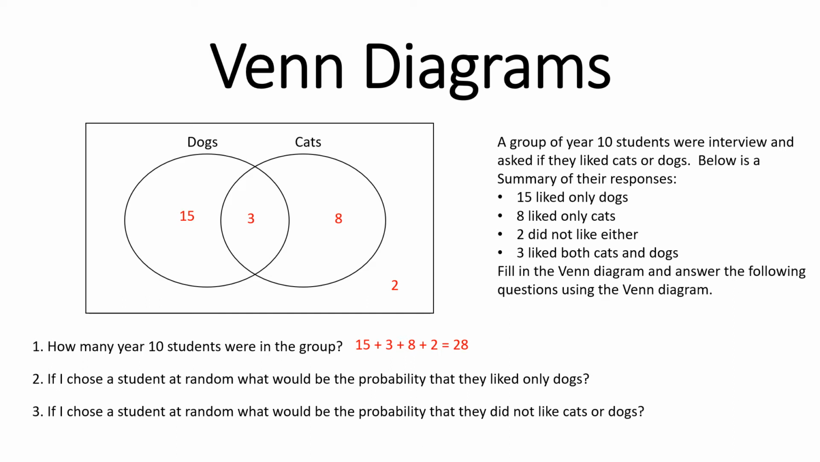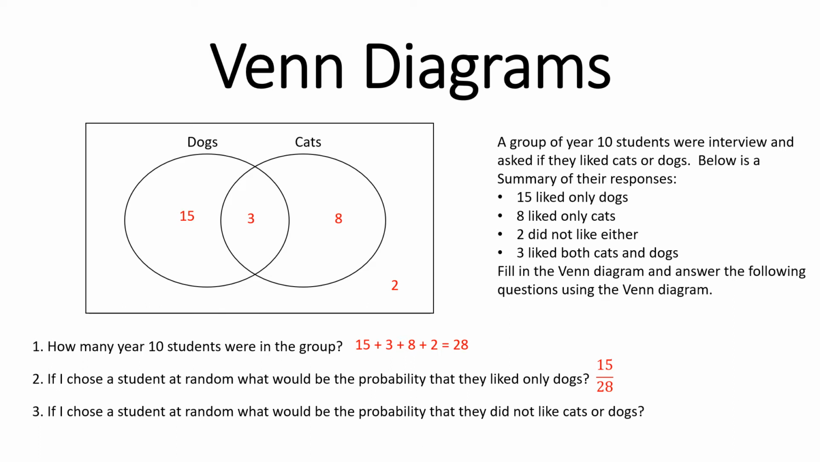Question 2. If I choose a student at random, what would be the probability that they liked only dogs? So if we go to our Venn diagram, how many people liked only dogs? We would be looking for the part of the dog circle that doesn't overlap. Okay, and that would be 15. Now when we do a probability, we have to have our favourable outcomes and our total outcomes. Now our total outcomes would be 28, so the probability of a student being chosen at random that liked only dogs would be 15 over 28.